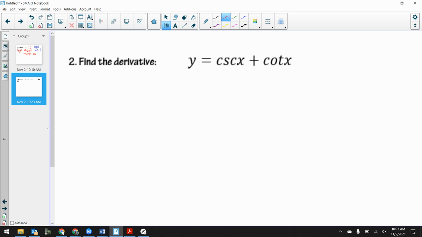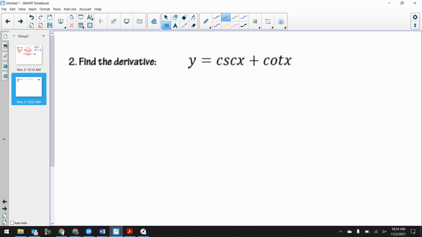No. I can just find the derivative of the parts, right? This is not a product, it's not a quotient. The sum rule is just finding the derivative of both parts. Find the derivative of the first and the derivative of the second. So that's all I'm going to do. I'm going to find the derivative of cosecant x.